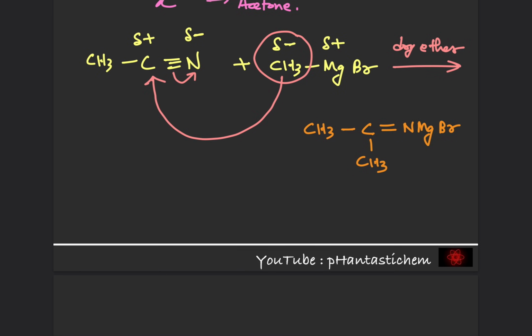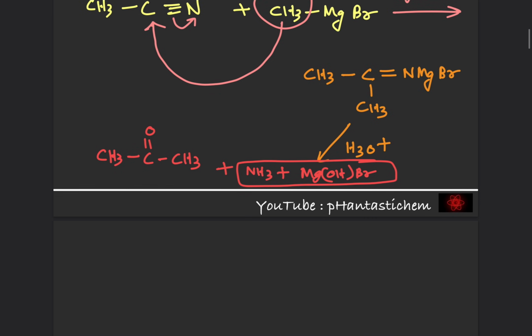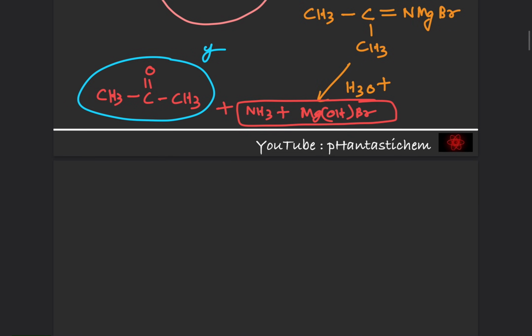Then we are doing hydrolysis, that is H3O+. So then we will ultimately get CH3C(=O)CH3 plus NH3, and we also get Mg(OH)Br. These are the side products. So this guy is our X, which is acetone. So we have X and Y, that is, two molecules of acetone.